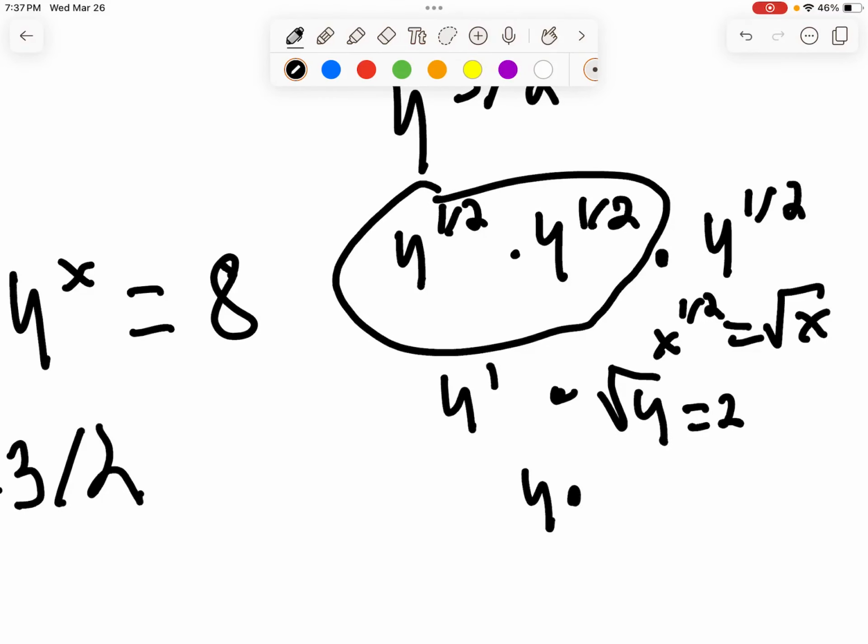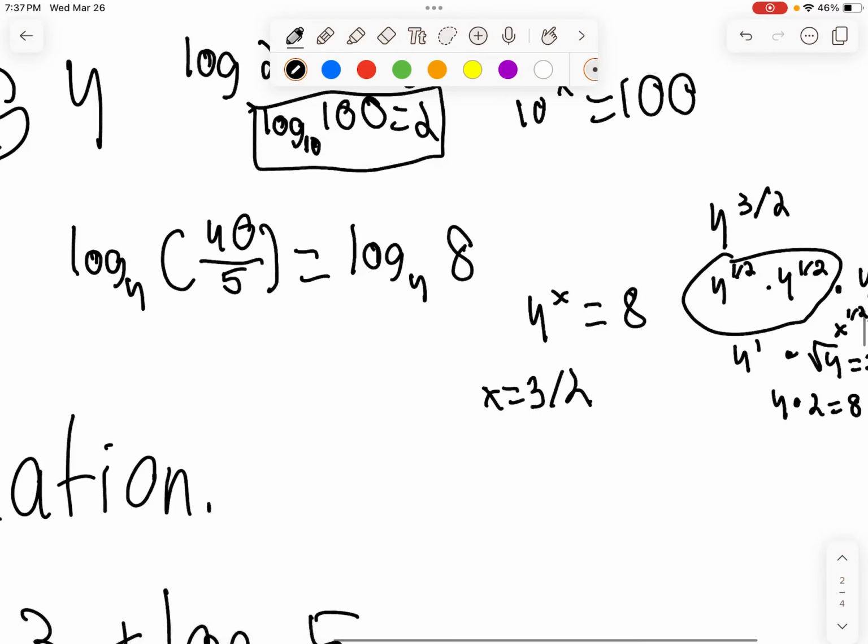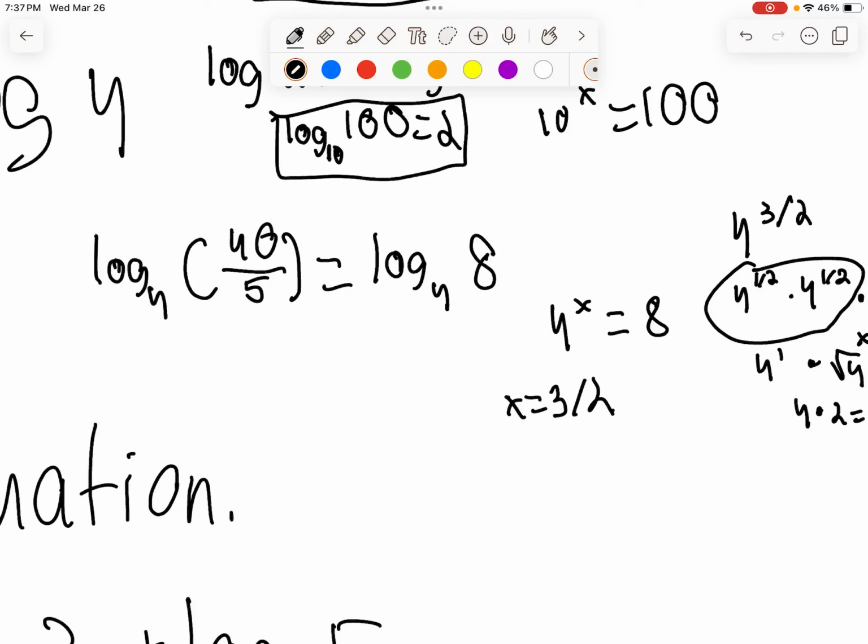So you have 4 times 2 equals 8. So that's where that comes from. Hopefully that makes sense. If not, I can just do more explanation. No problem.